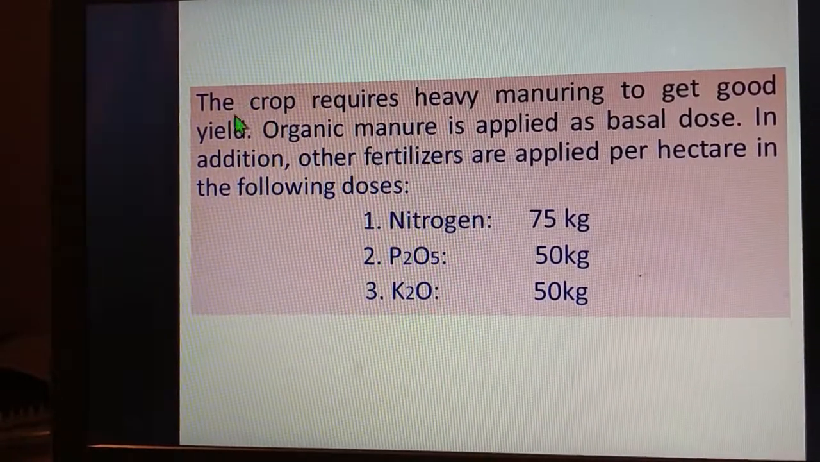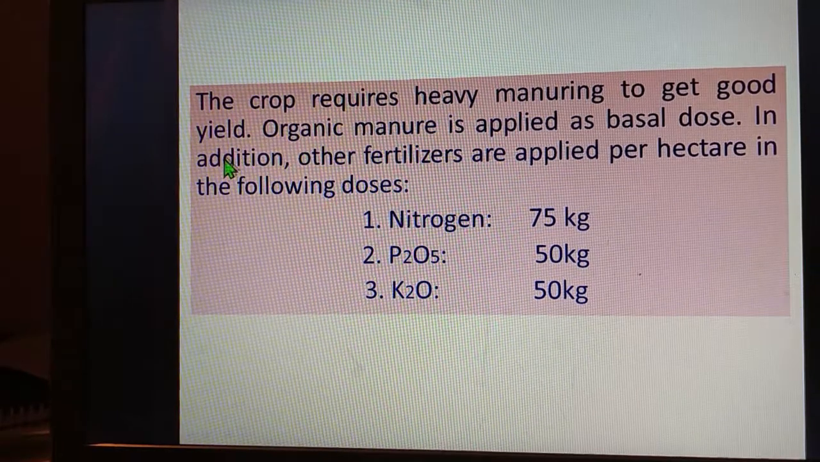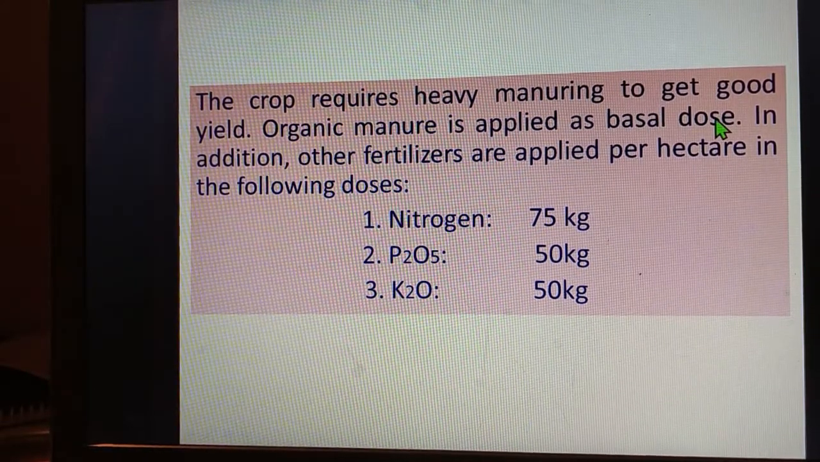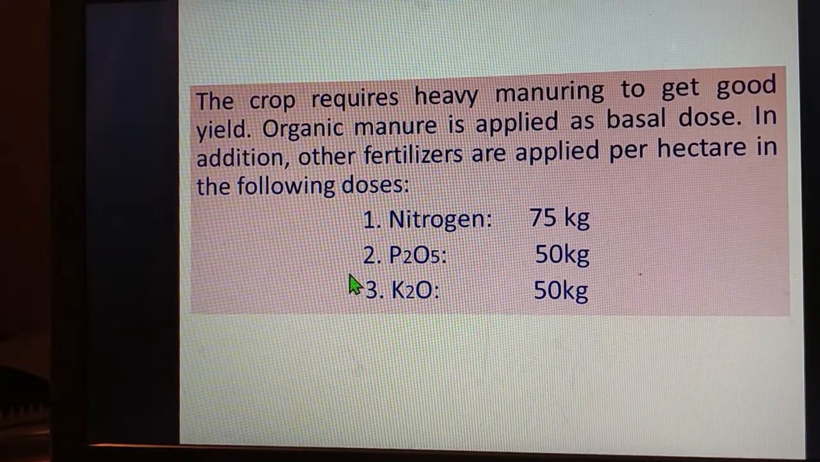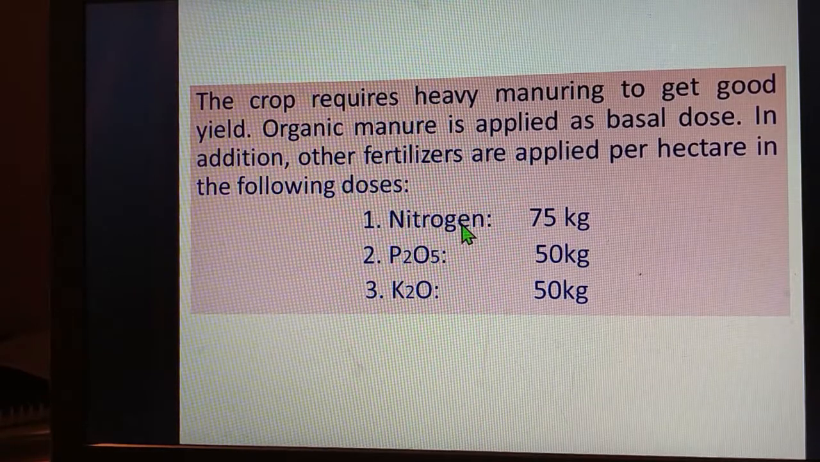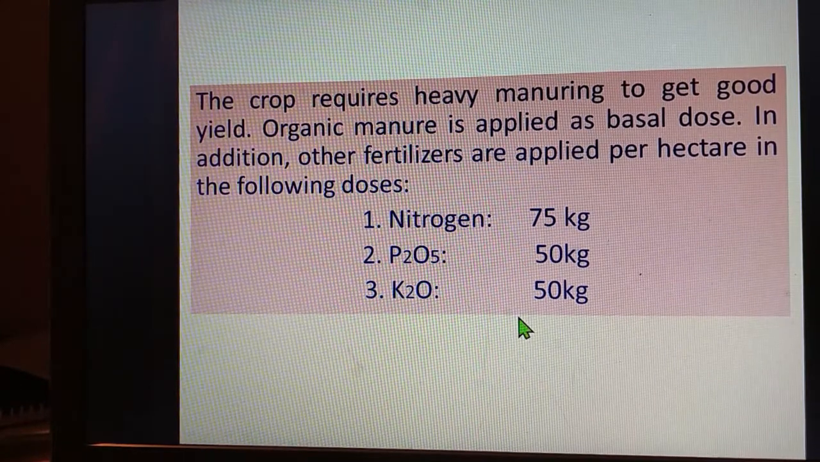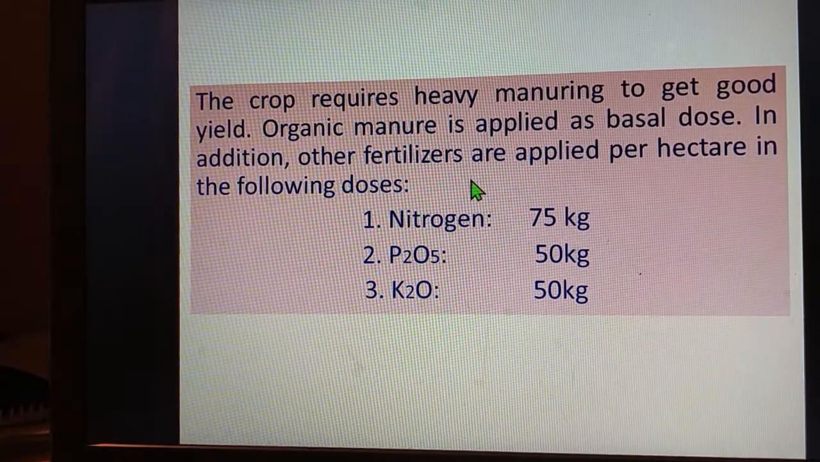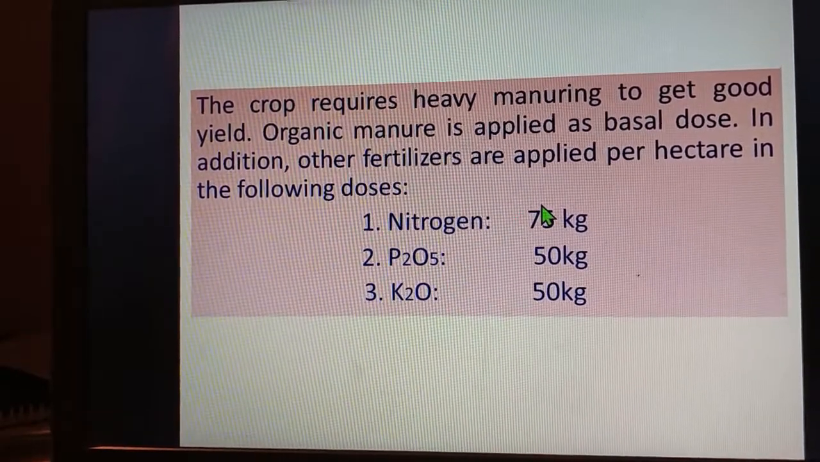And the crop requires heavy manuring to get a good yield, and organic manure is usually applied as a basal dose. And in addition, other fertilizers are also applied, like nitrogen, then phosphorus pentoxide, as well as potassium oxide. These are the other fertilizers which are usually applied during the cultivation of ginger crop.